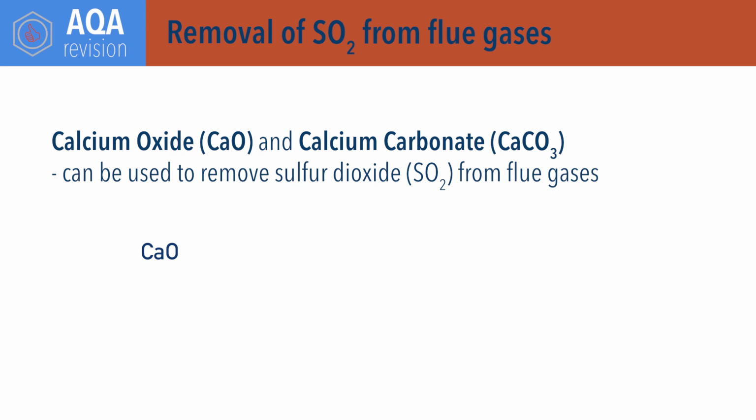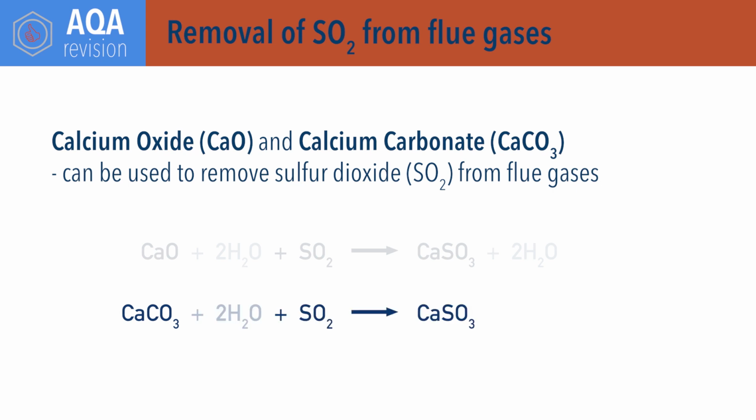CaO plus 2H2O plus SO2 forms CaSO3 plus 2H2O. And for calcium carbonate, CaCO3 plus 2H2O plus SO2 forms CaSO3 plus 2H2O plus CO2.